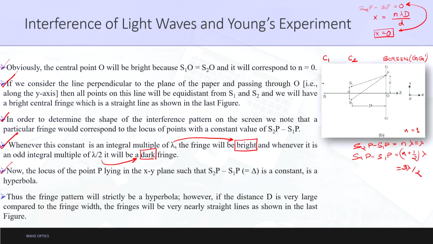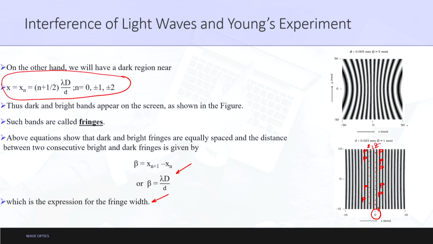However, if the distance capital D is very large compared to the fringe width, the fringes will be very nearly straight lines, as shown in the last figure. So now I have explained to you why. What is happening here is that these two diagrams are the same, but as you can clearly see, small d here was 0.005 meters and small d here was 0.025 meters.